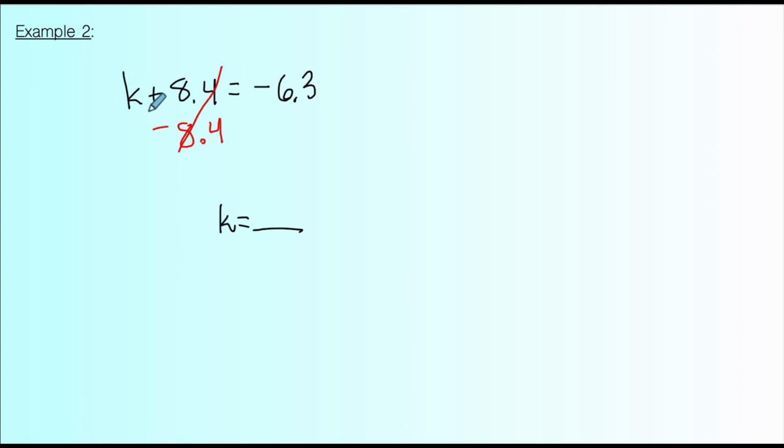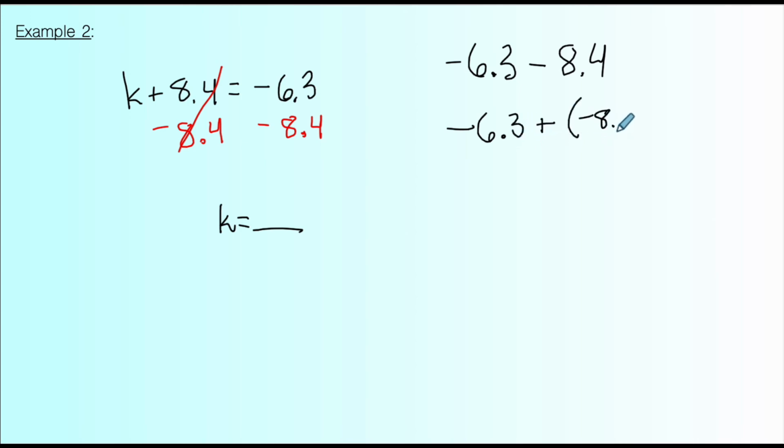So now I'm down to k equals, and the only thing I have to remember is whatever you do to one side, you do to the other. So I'm going to subtract 8.4 on the right side of my equation. So now all I need to do is what is negative 6 3/10 minus 8 4/10. And if you can remember, anytime you're subtracting with negative numbers, a good thing to do is rewrite the problem as an addition problem. You add the opposite. So this is really just negative 6.3 plus negative 8.4.